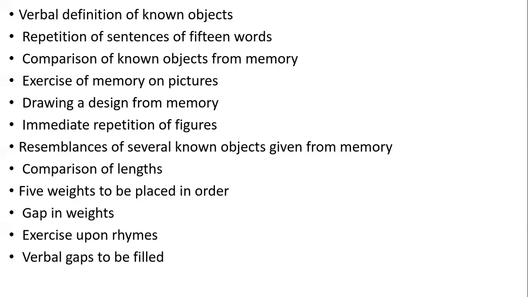Comparison of lengths. Can you remember that the girl at the beginning, that the tonic lids, there were 5 and 5. Then when they were a little bit separated, she thinks that since the length is higher, there are more coins in that, right? Then 5 weights to be placed in order, in ascending or descending order they have to arrange. Gap in weights, exercise upon rhymes. They give a rhyme and do some exercises. Verbal gaps to be filled, that orally they have to fill gaps, right? Oral, not written.